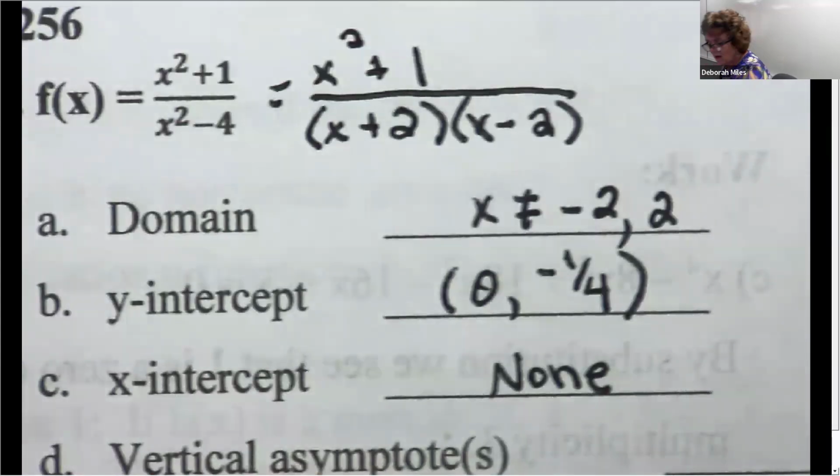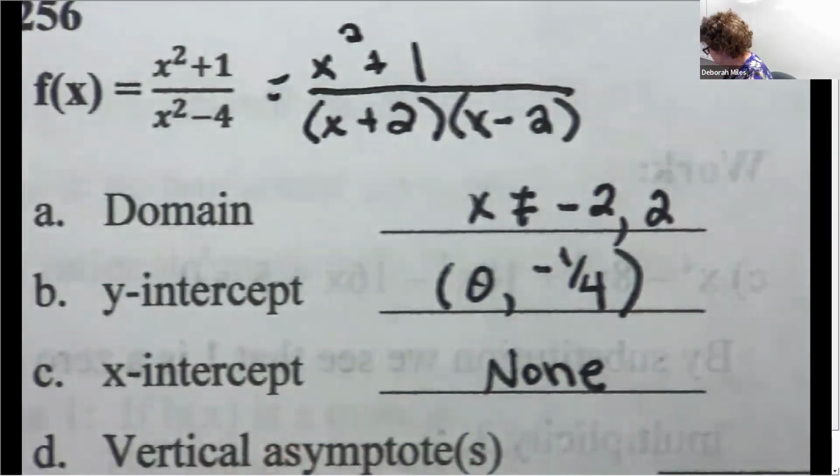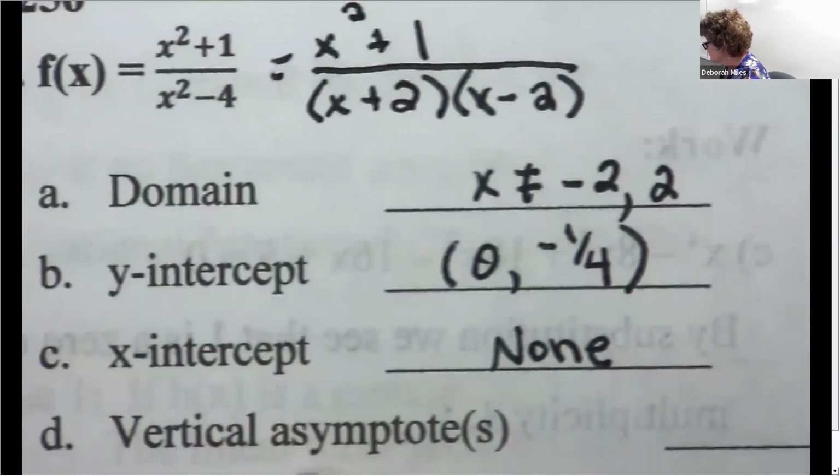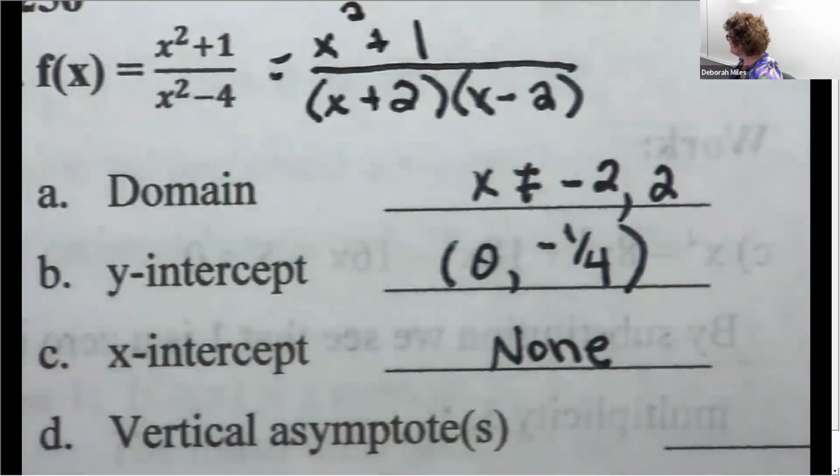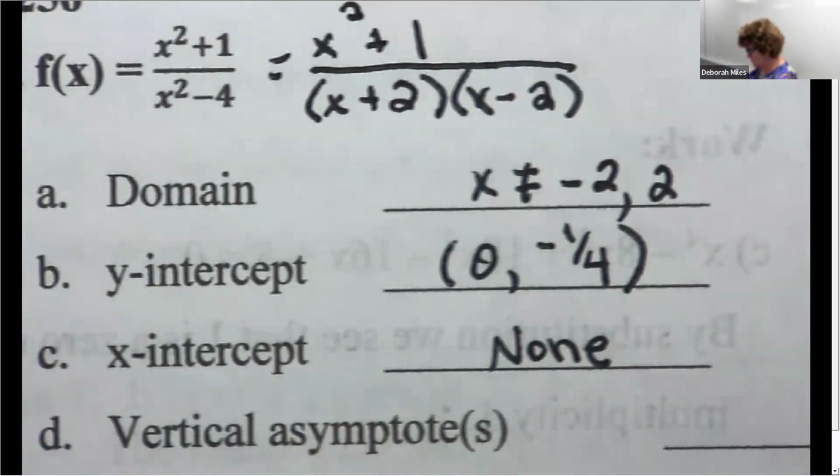All right, what about vertical asymptotes? Make sure that you're giving me the equation of a line, not just numbers. What are the vertical asymptotes? How do you find the vertical asymptotes of a rational function?